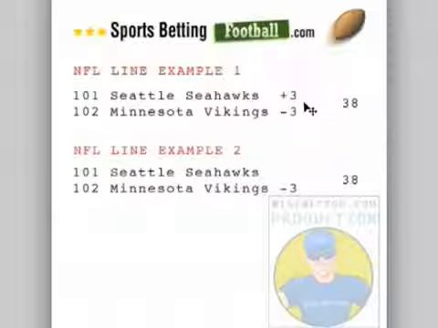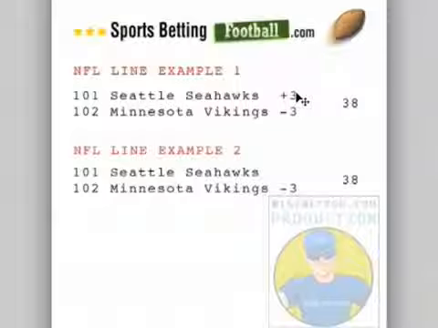So for instance, let's say the Vikings win, let's go something nutty here. Let's say the Vikings win 10-8. Okay, well that would mean that the Seahawks lost only by 2, and you had 3 here, so you're covered, which means you won your bet. Again, if they tie, if they hit the number, that's a tie, which is a push.